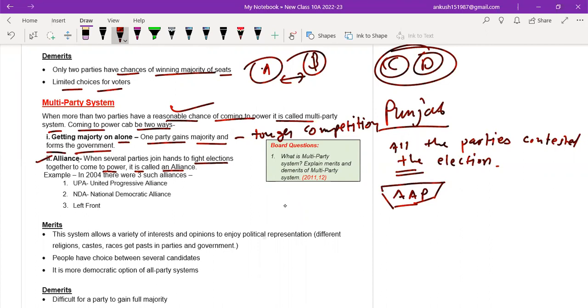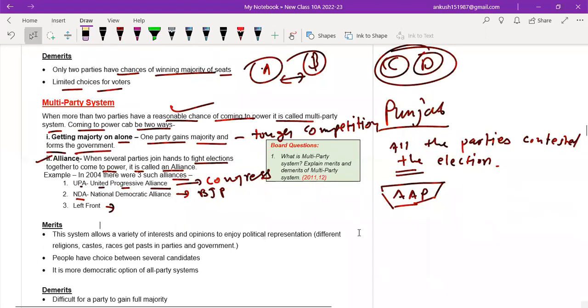For example, in 2004 there were three such alliances: UPA, that is the United Progressive Alliance, which is Congress; NDA, the National Democratic Alliance, that is BJP; and the Left Front, the other parties. Okay, who are these other parties?